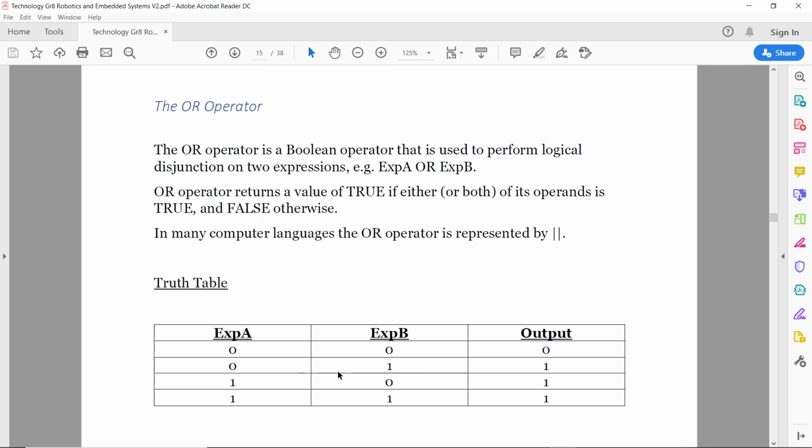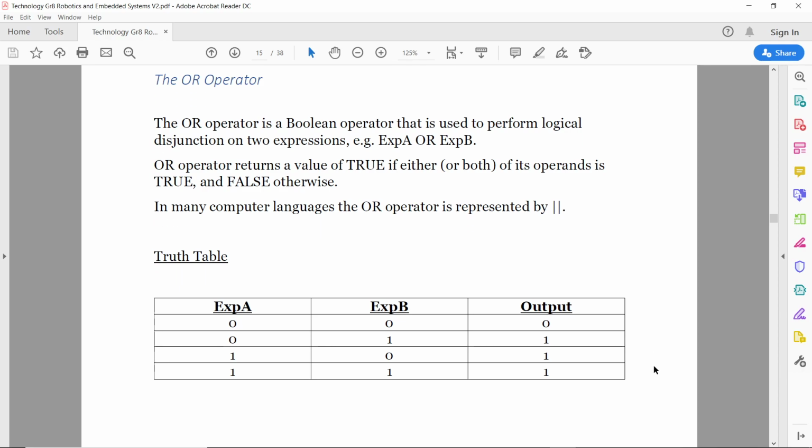If any one of the inputs is true, the output is true. So that's how they're slightly different to the AND operator. And once again, the name kind of gives it away. Input 1 or input 2. If this or that is true, I'm going to get an output. So the name kind of gives it away.